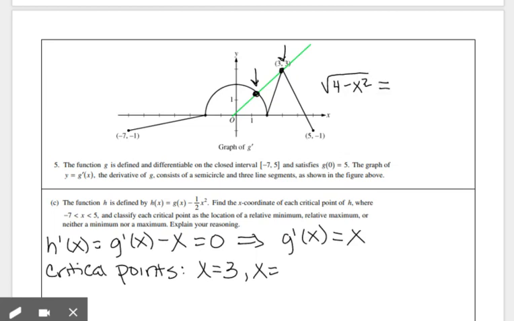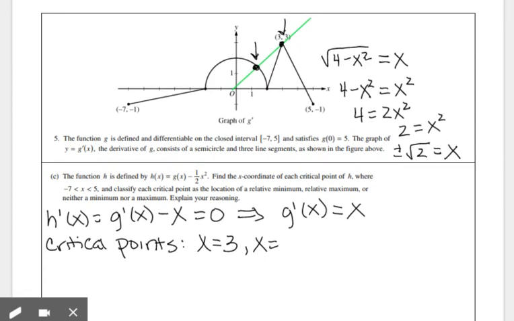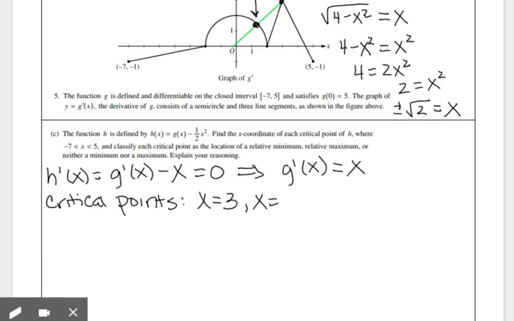And we want to know when is that equal to just plain old x. So we can go ahead and solve this now algebraically. So 4 minus x squared is equal to x squared. 4 is equal to 2x squared. So 2 is equal to x squared. And when we take the square root, we need to remember it's a plus or minus, right? However, we're only looking at this positive x value, so the other critical point that we're going to be looking at is x equals the square root of 2.